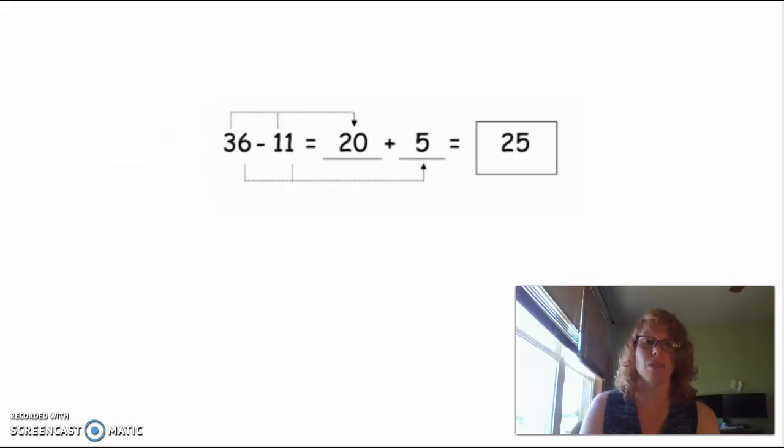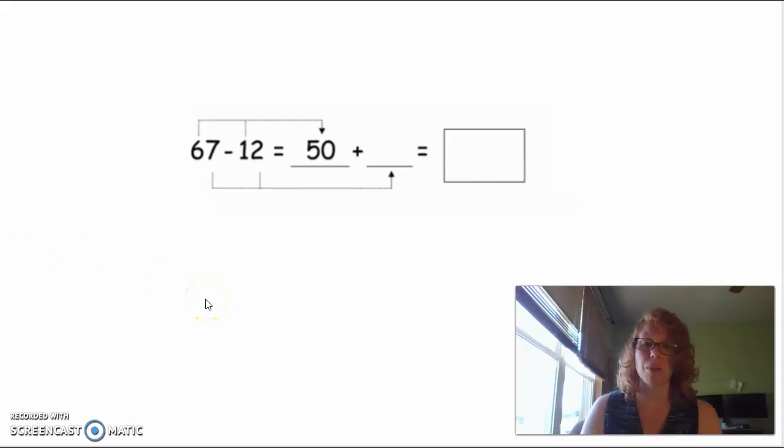Well, let's look at a different way that we can solve this problem. We have another problem, the same arrows, just different numbers. I see an arrow going from the 6 in 67, and then it's catching up with the 1 in the 12, and it's going over to the number 50. And then I see an arrow going from the 7 in the 67, and then it's catching up with the 2 in the 12, and then it's going over to this blank spot. So I can already see that 67 is the same as, in expanded form, 60, and I'm going to put the 7 down here to match up the little arrows, plus 7. And the number 12 is the same as 10 plus 2.